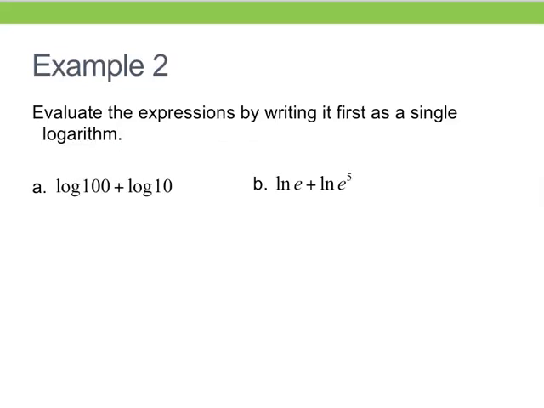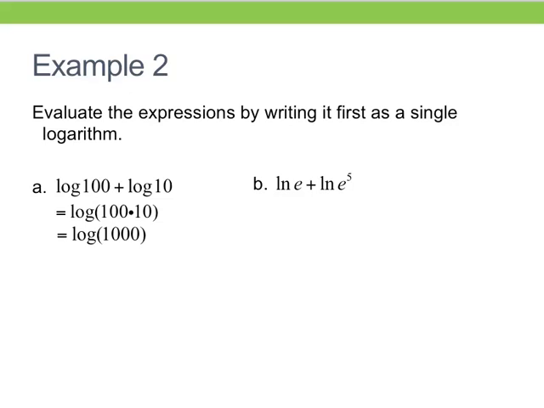Okay, so looking at example 2, evaluate the expressions by writing it first as a single logarithm. We have log of 100 plus log of 10. Remember that this only works if you have the same base log. These are both common logs, so we can apply the product law here. This is going to equal log of 100 times 10. That way now you're only working with one single logarithm, and you're really just finding the log of 1,000.